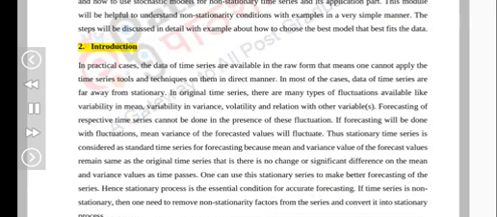Introduction. In practical cases, the data of time series are available in raw form. That means one cannot apply time series tools and techniques on them in a direct manner. In most cases, data of time series are far away from stationary. In original time series, there are many types of fluctuations, like variability in mean, variability in variance, volatility, and relation with other variables. Forecasting of the respective time series cannot be done in the presence of these fluctuations. If forecasting is done with fluctuations, the mean and variance of the forecasted values will fluctuate.